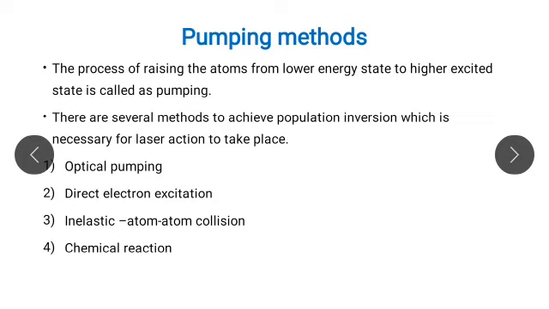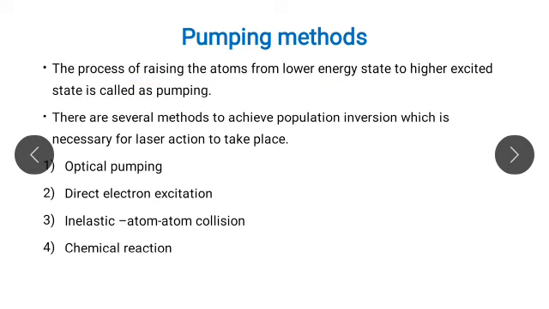The definition of pumping is the process of raising the atoms from lower energy state to the higher excited state, which is called pumping. We know that for production of laser beam, stimulated emission is required, and for that the atoms in higher energy state should be greater than the atoms present in lower energy state. The process in which the atoms are raised from lower energy state to the higher energy state is called pumping.